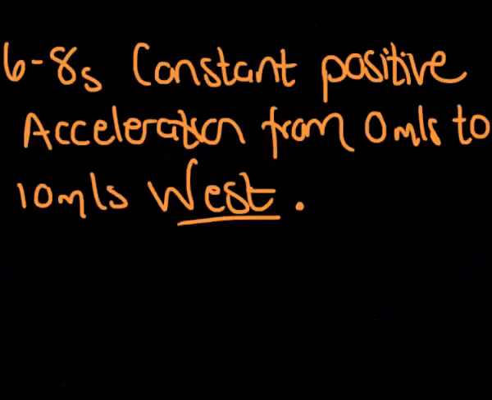So between 6 and 8, it's still a constant positive acceleration, but it's now going in a western direction, and it started from north and ended up at 10 meters per second. And you'll only be able to see that it's constant positive acceleration if you do the mirror image of the part of the graph below the 0 axis.